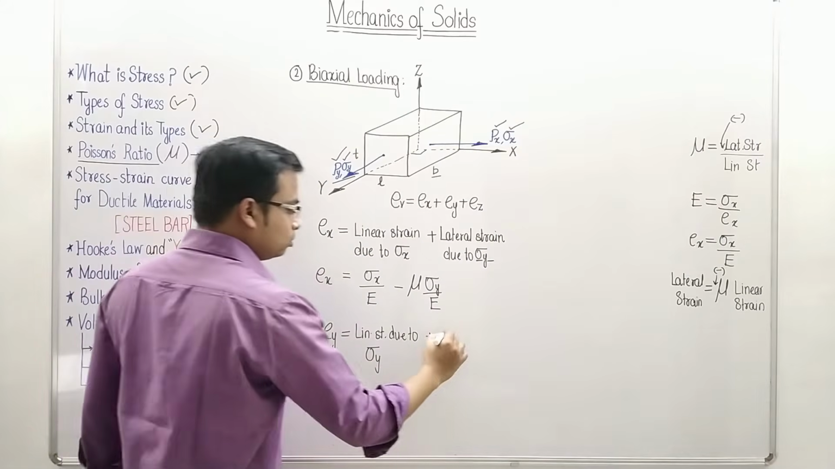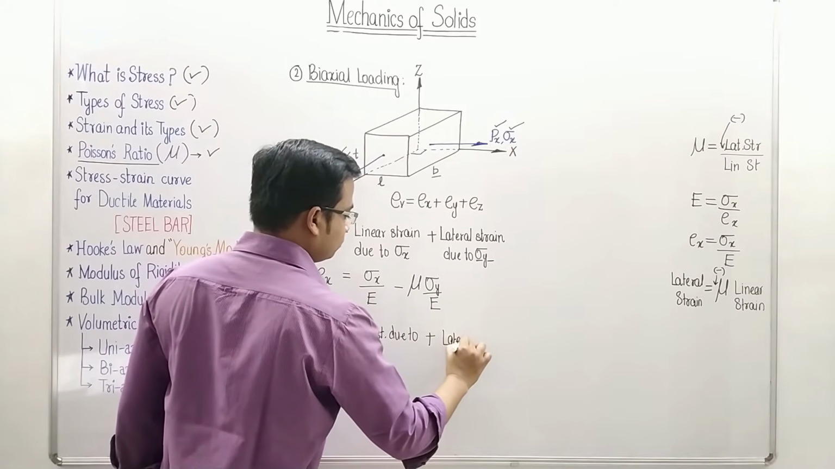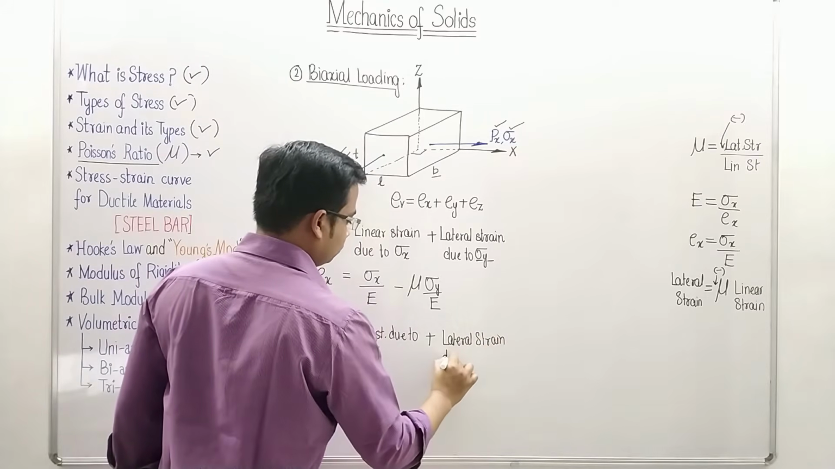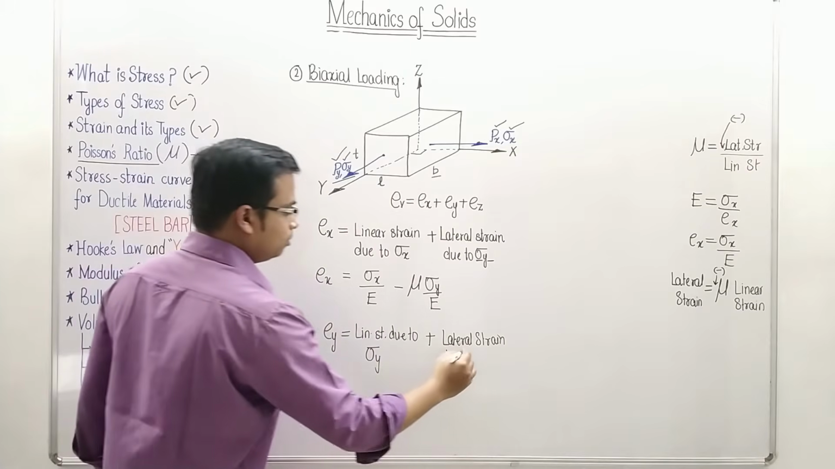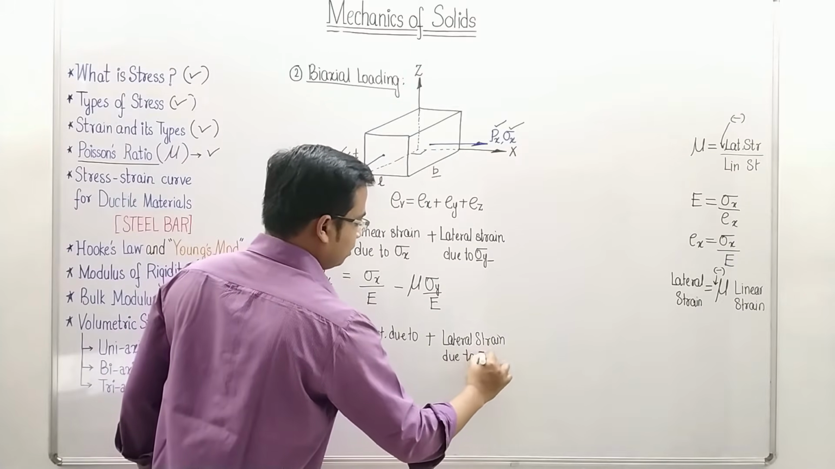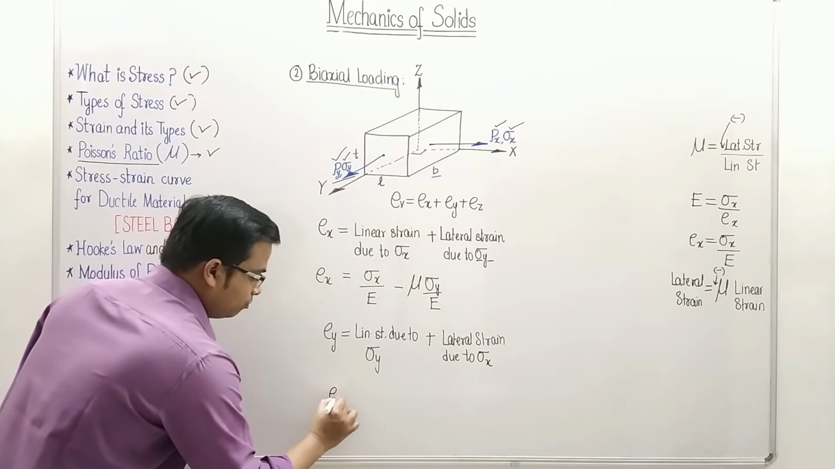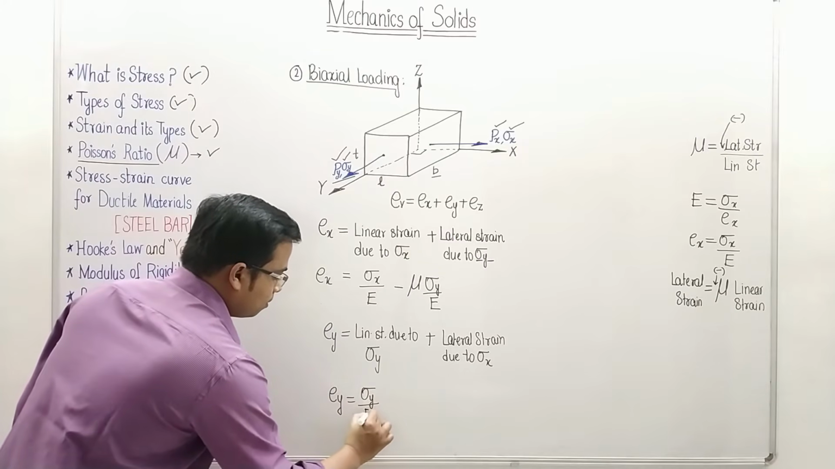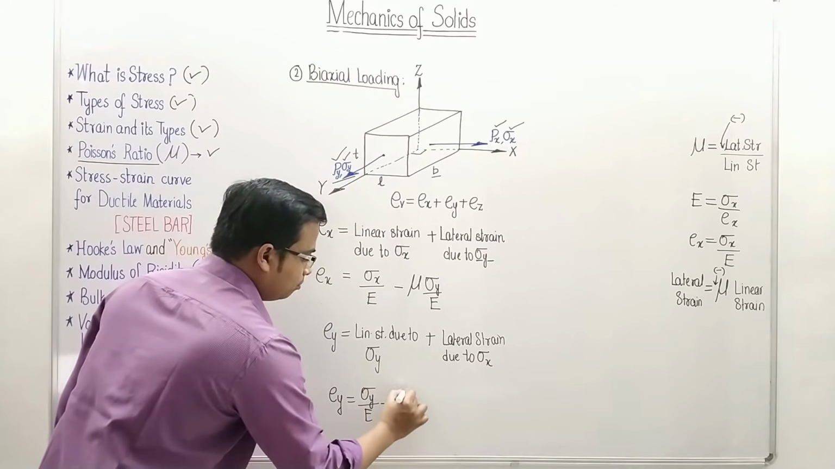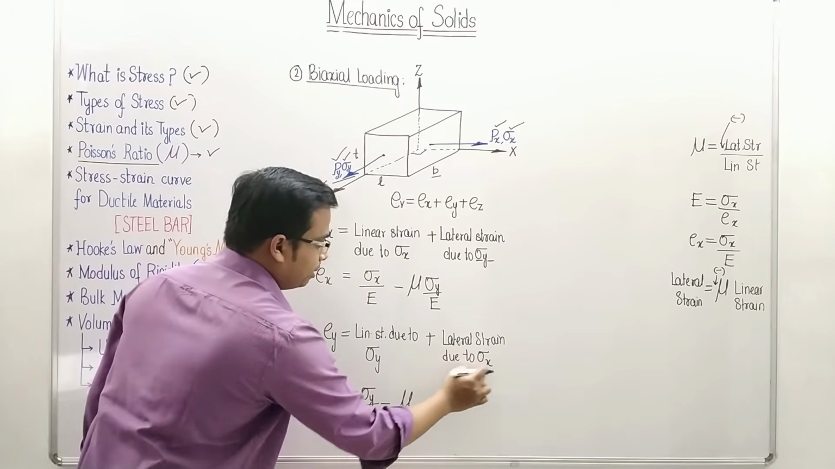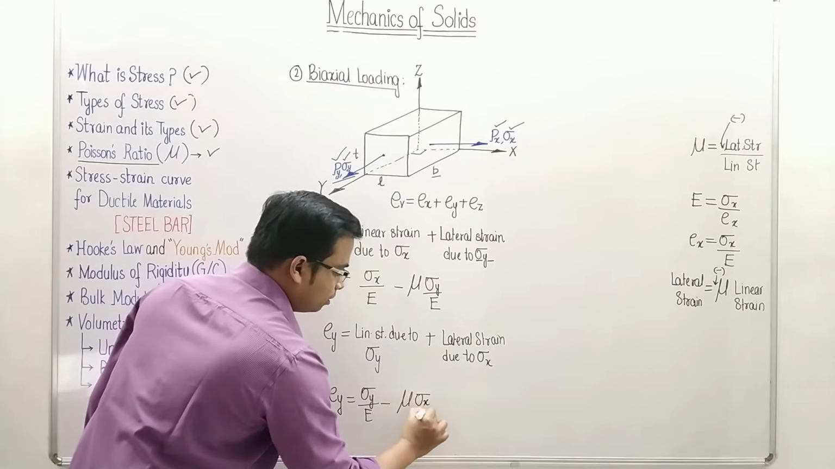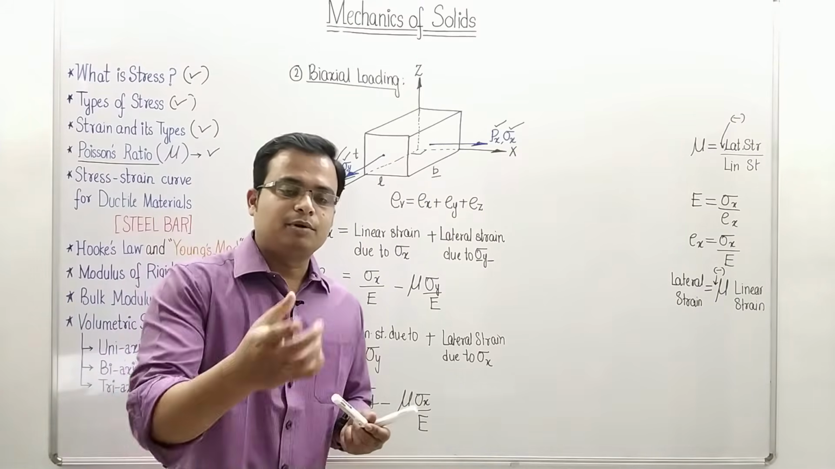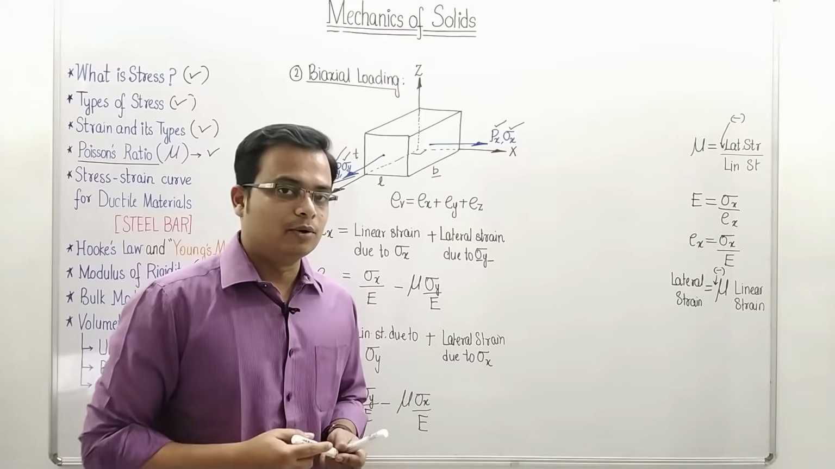Now this is lateral case, so let me just write this lateral strain. Along the y direction there is some lateral strain due to sigma x. Now it's very easy. So Ey is going to be equal to what? Sigma y over E minus again mu times, okay, strain due to x, what? Sigma x over E. Again remember, what is lateral strain? Lateral strain happens in a direction perpendicular to that of applied load.